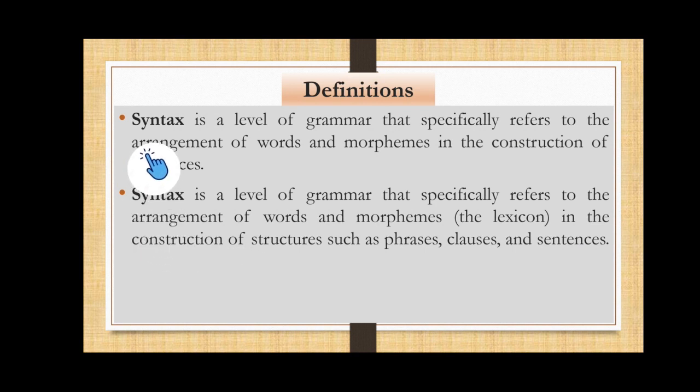Syntax is a level of grammar, one of the levels of grammar, that specifically refers to the arrangement of words. So what do we do in syntax? We arrange words in a proper order, and morphemes, in the construction of a sentence. So when we construct a sentence, we arrange words in a proper way, and this arrangement of words in a sentence is properly called syntax. Syntax is a technical term that is used in linguistics.